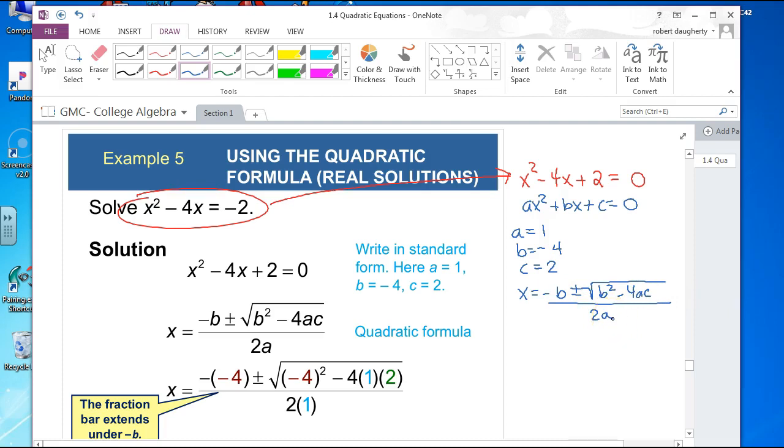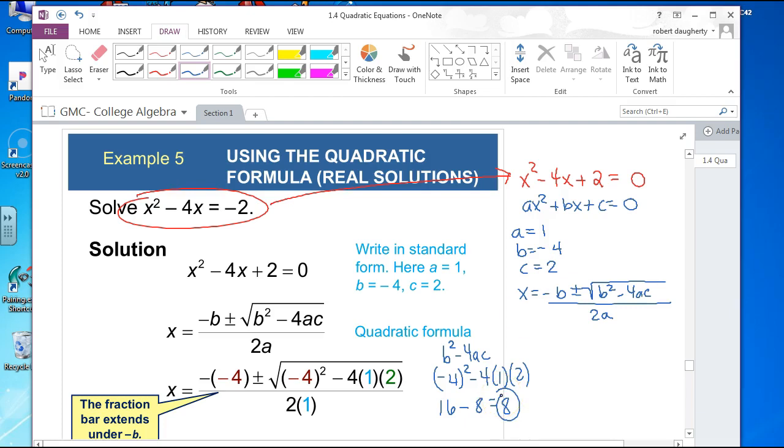Now, I find it easy to break this into two steps. First of all, let's find what b squared minus 4ac is. Let's do that part first. b squared minus 4ac, that is negative 4 squared minus 4a, and c is 2. So this is negative 4 squared. This is 16 minus 8, which is equal to 8. Okay, so I know that b squared minus 4ac is equal to 8.